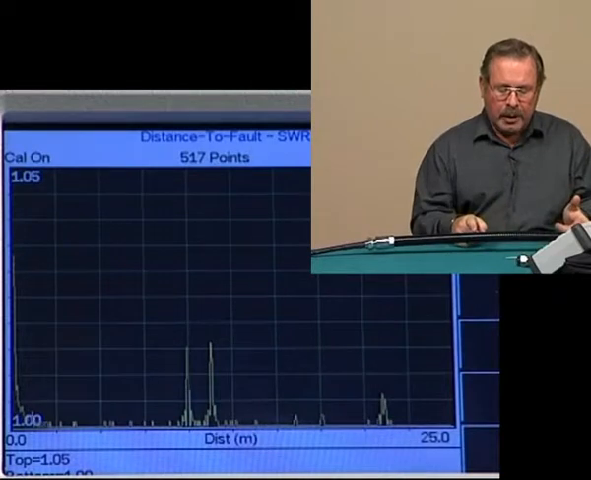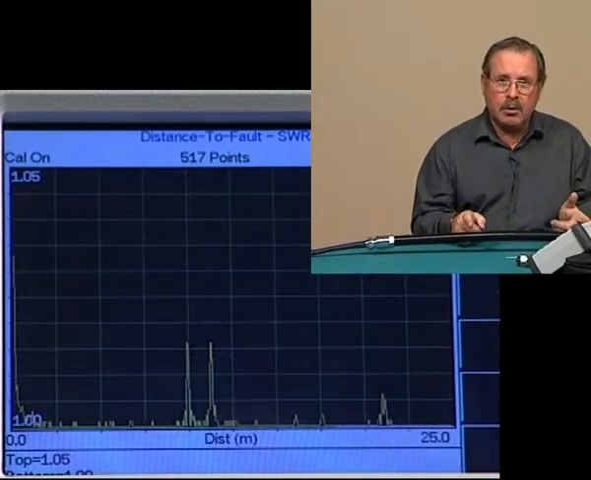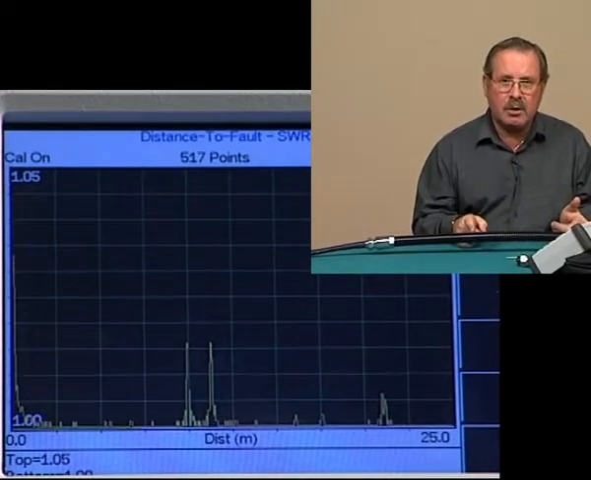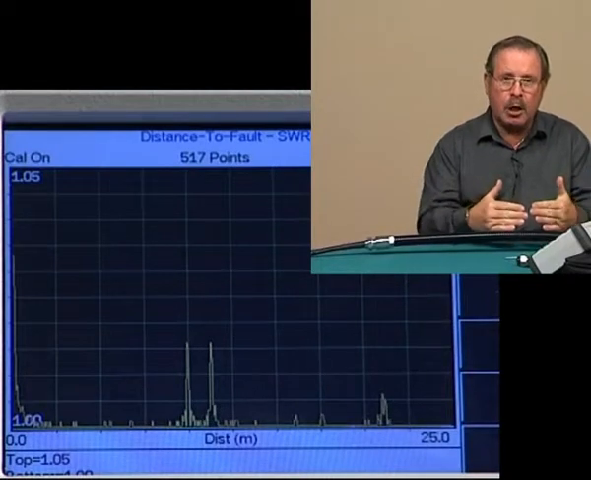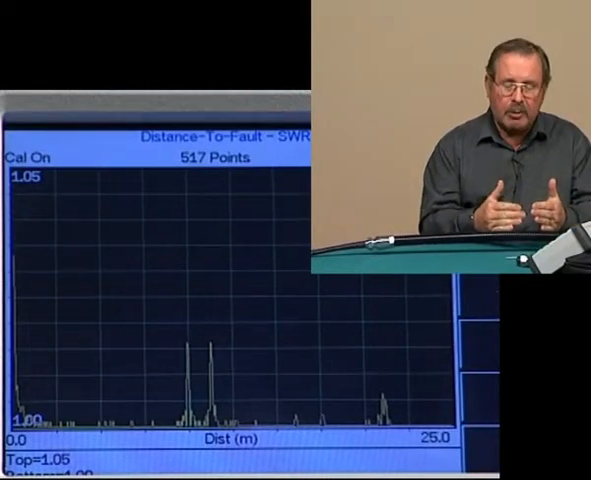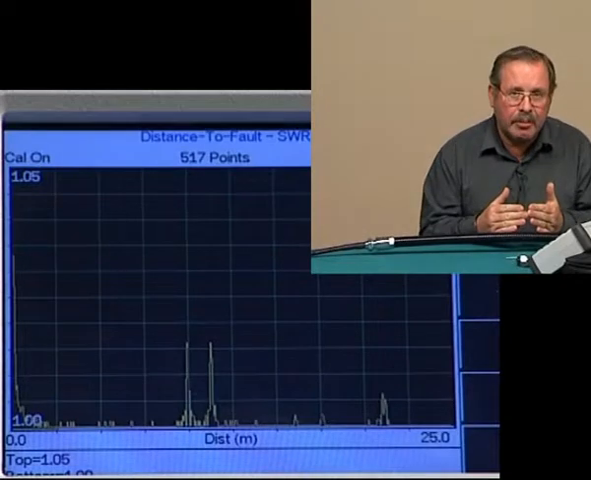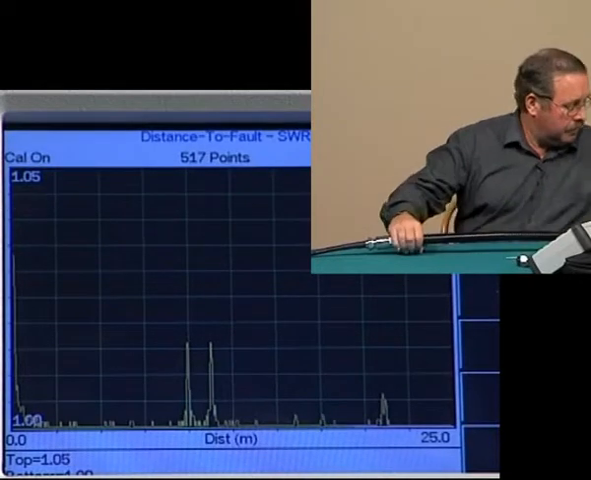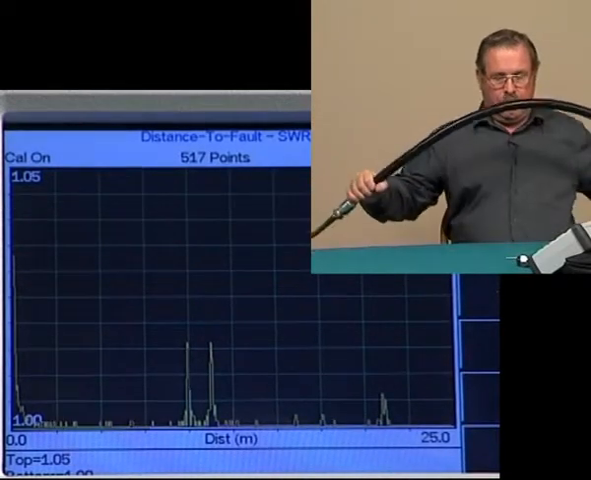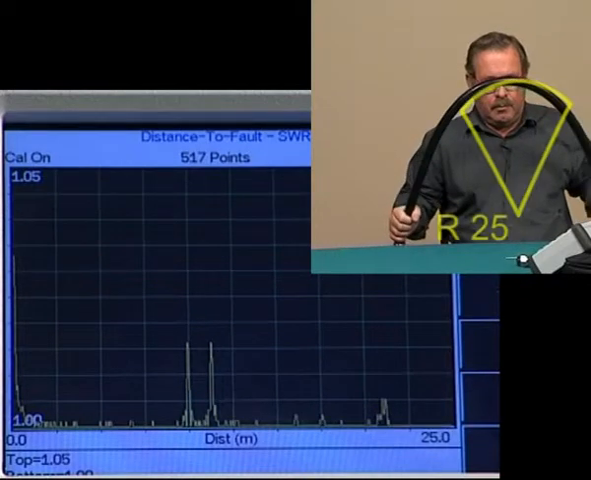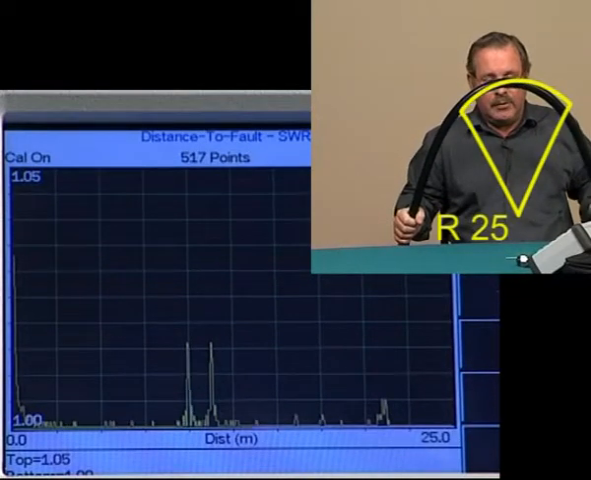But let's bend the cable and see what happens to the fault situation. Incidentally, the bend radius of this cable is supposed to be 25 centimeters. If it's bent any sharper than 25 centimeters, then the manufacturers don't guarantee what will happen to it. We're about 25 centimeters now.